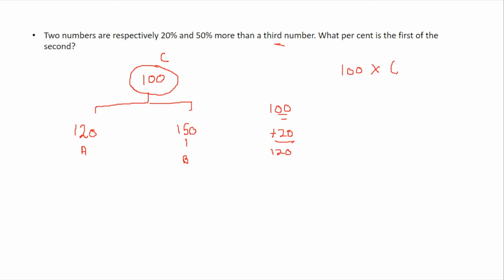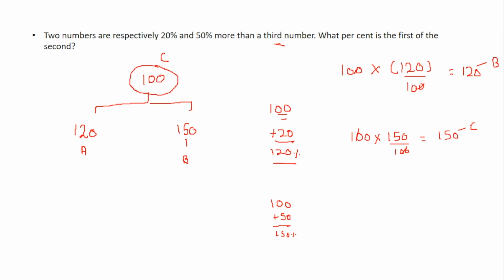The third number we assume 100, so 100 into 120 by 100, because it is 120%, right? Percentage means divide by 100. After solving this, it comes out to be 120. Similarly you can find the second number: 100 into 50% more. Every number is 100%, so 50% more is 150%. So you solve 100 into 150 by 100, and this comes out to be 150. The value is B.